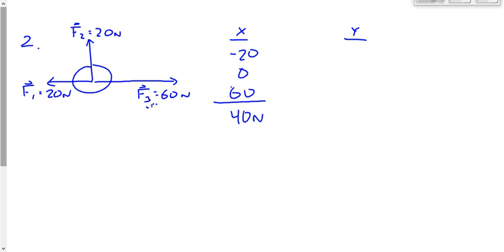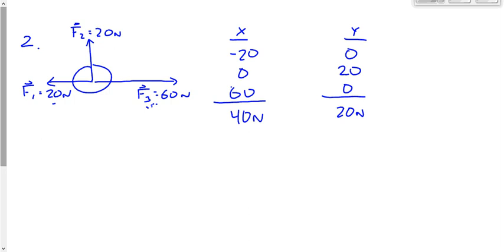Now what's the y component of the first one here? Good, 0. What's the y component of the second one, Kelvin? Positive 20, good. And the y component of the third one, Aoife? 0. Add these up, we get 20 newtons. Now we just combine these, right?